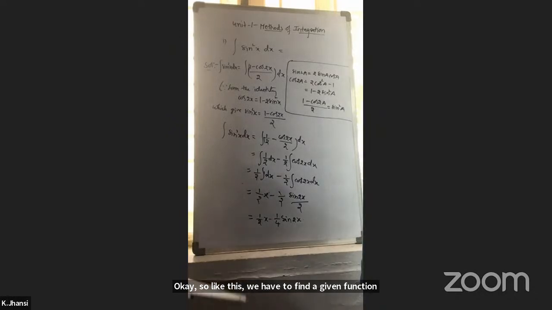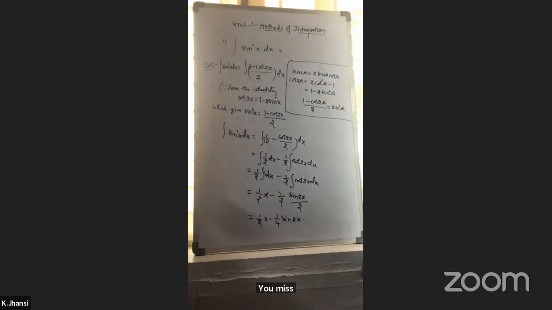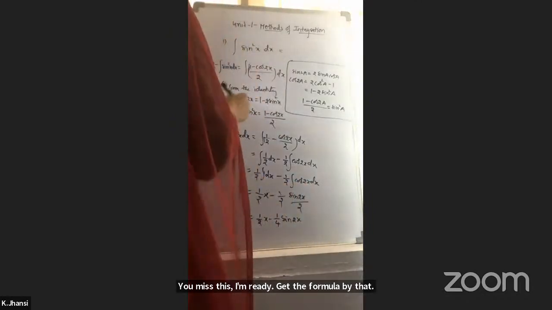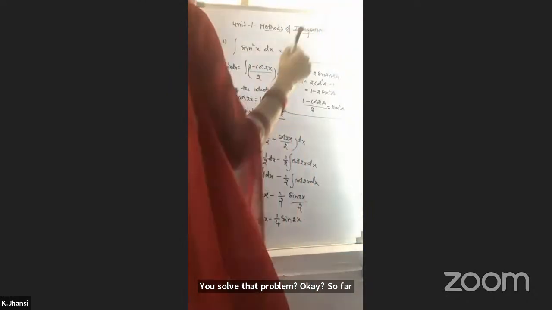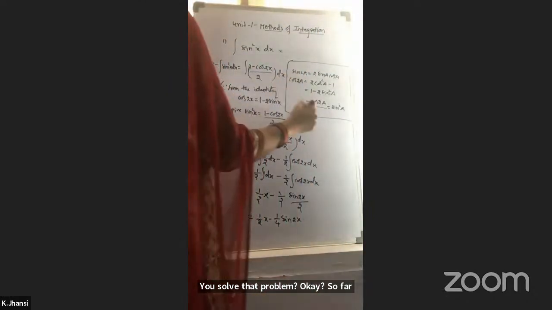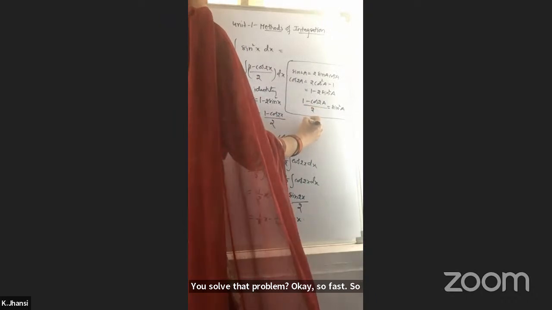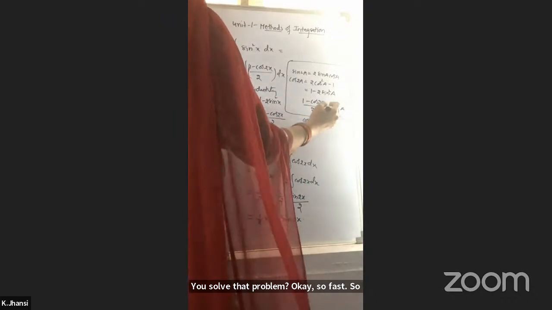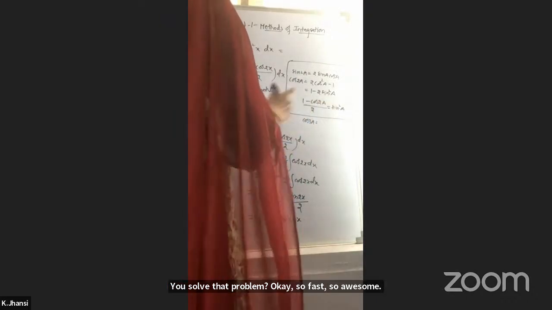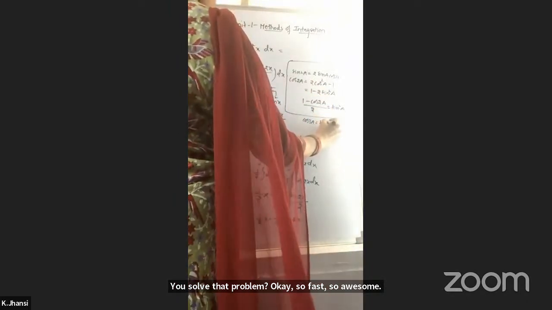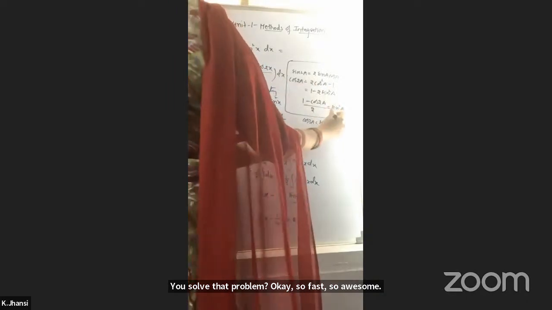So cos cube is also there. Next one, cos cube means, just I am writing here the formula. By that you solve that problem. Okay. So cos 3a, you are able to see again. Cos 3a is equals to 4 cos cube a minus 3 cos a.